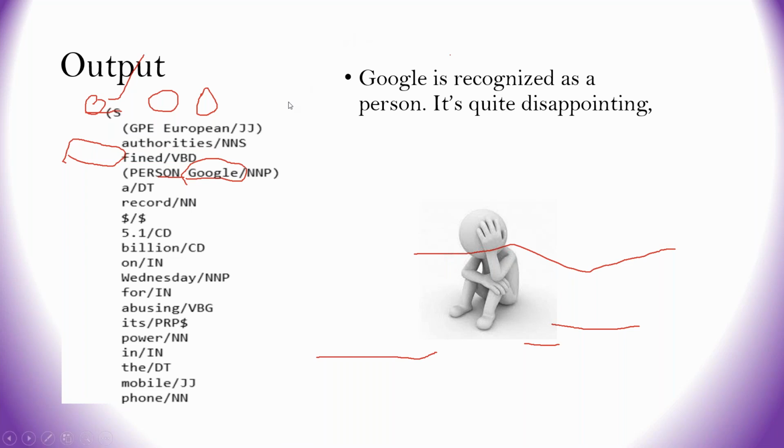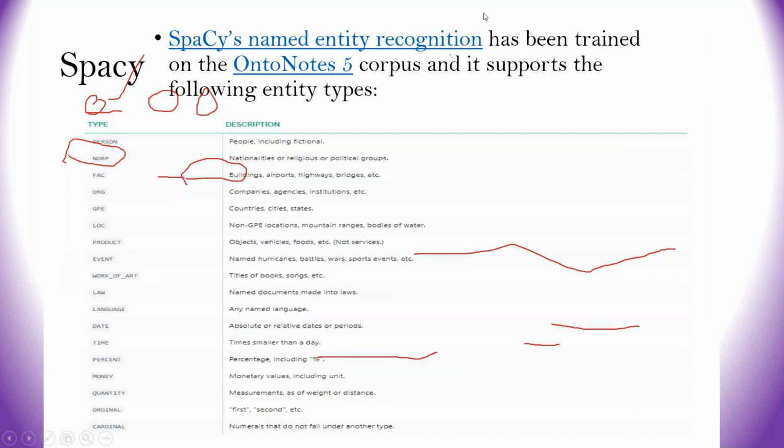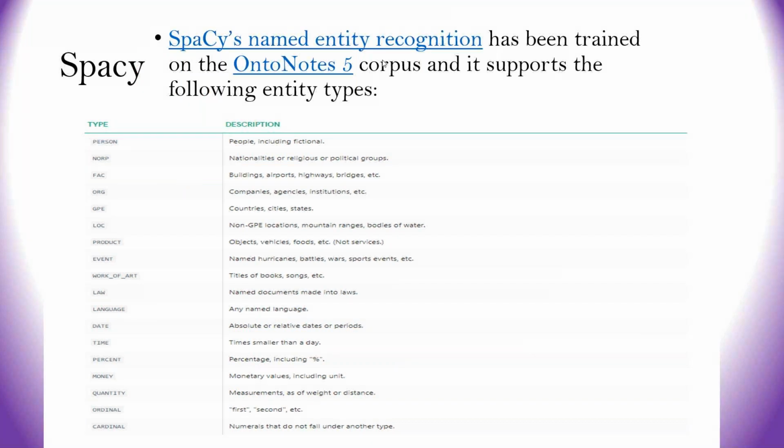So what are we supposed to do? In this case, we have a special package called spaCy. spaCy also allows us to do the same kind of named entity recognition, and it supports the following entity types. The entity types are given here. If you look at PERSON, it identifies people, including fictional characters also. If it is imaginary characters, that can also be identified by the person tag.